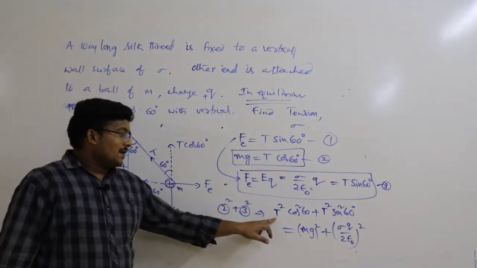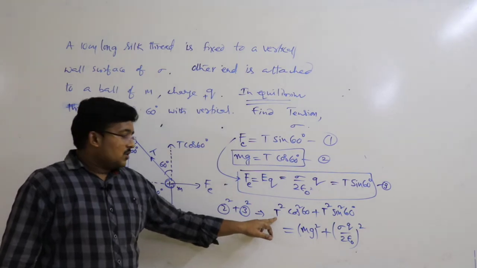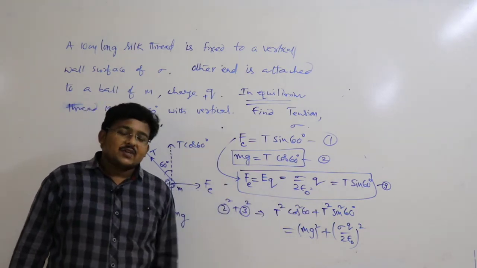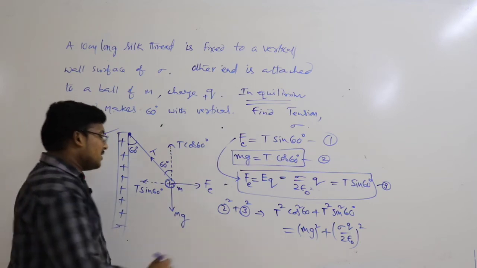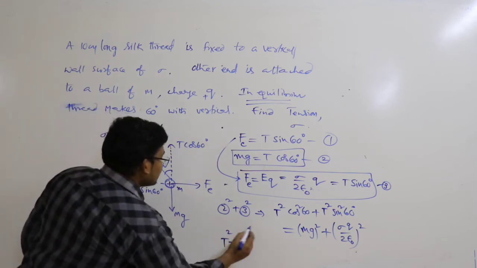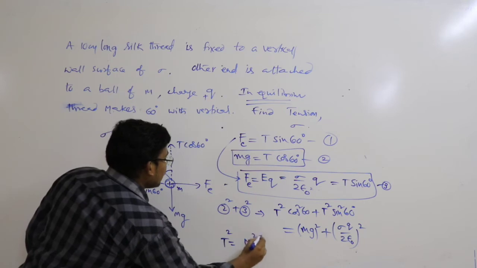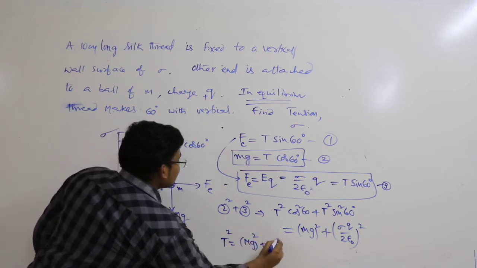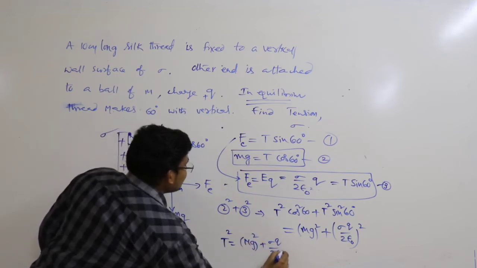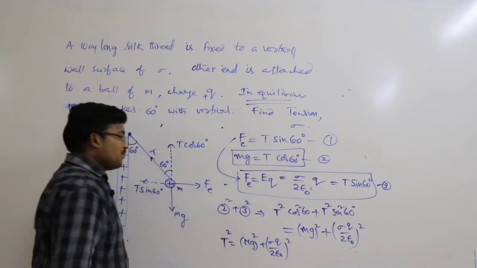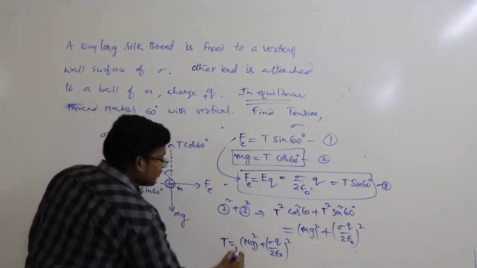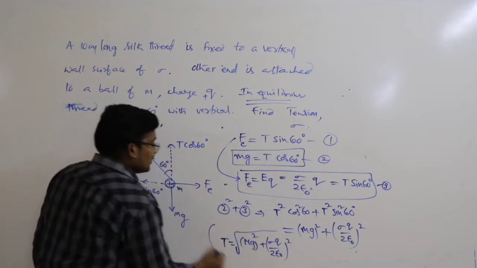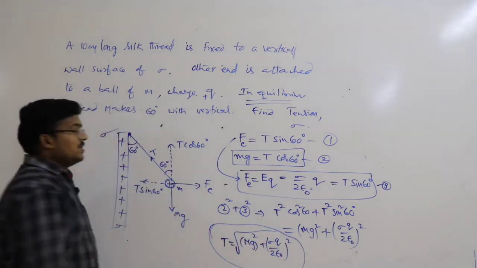Now take T squared common, it will be cos squared theta plus sin squared theta, which anyhow is 1. So you will get T squared as mg squared plus sigma q by 2 epsilon naught whole squared. We want tension only, so take the square root on this side. This is how you will get the tension.